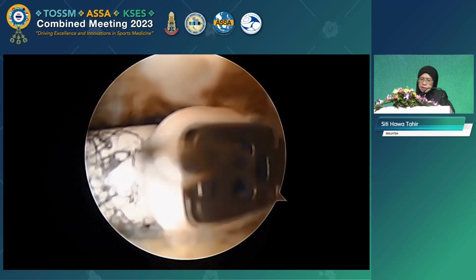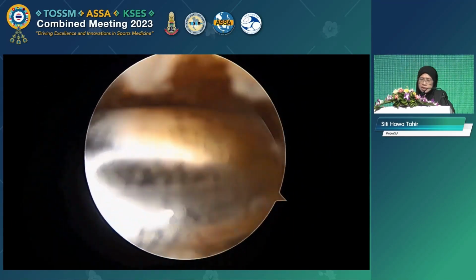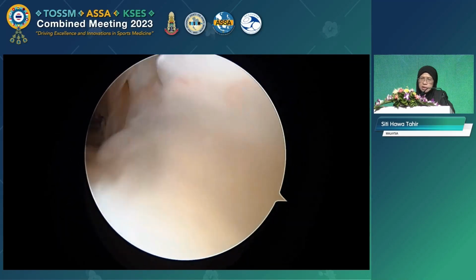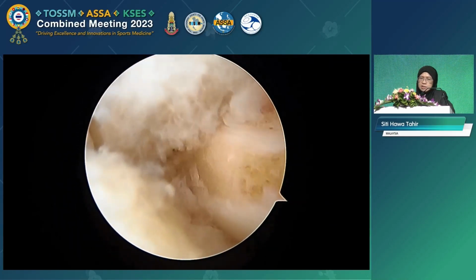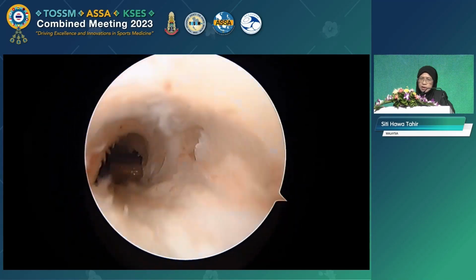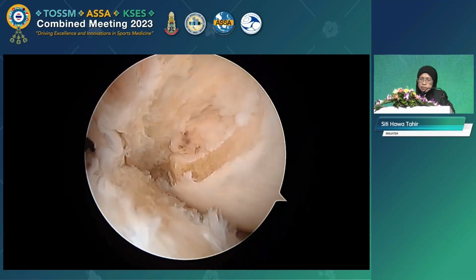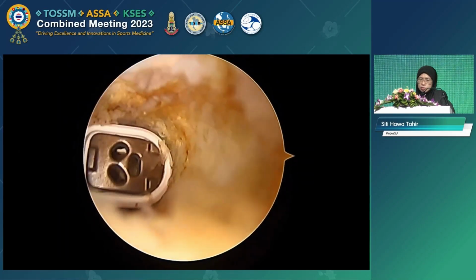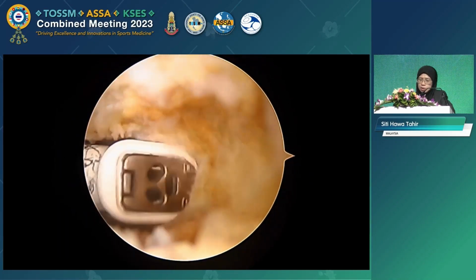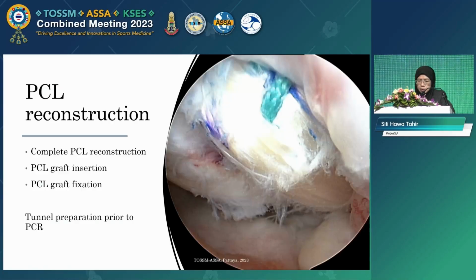Towards the center here, in this particular case, I did not use any switching stick, but as I mentioned, you can use the transseptal approach of PCL reconstruction similarly to identify where you are, so you are safe, staying within the joint. Okay, so after completion of the release, one may consider reconstructing the PCL in one stage.